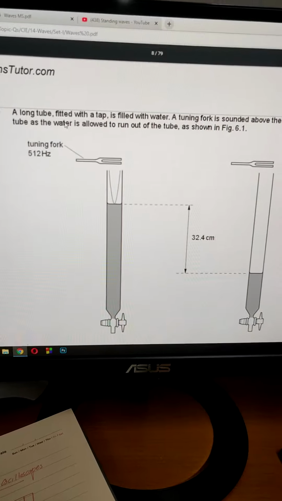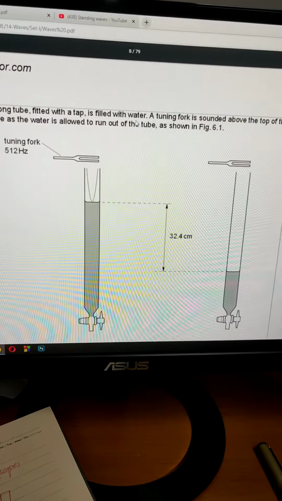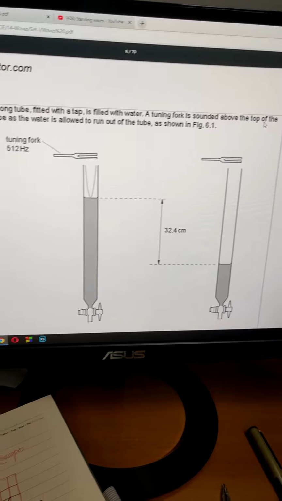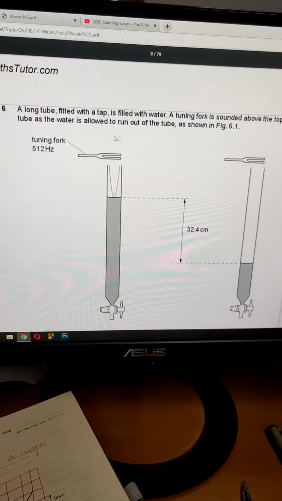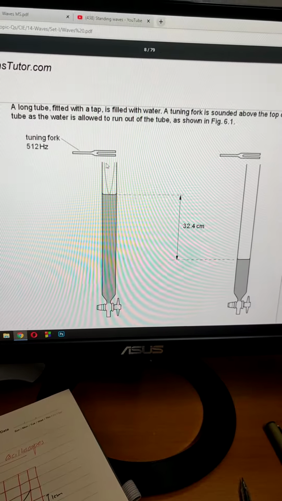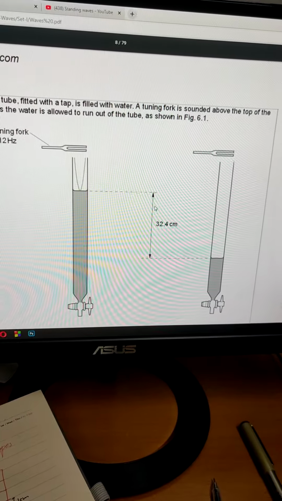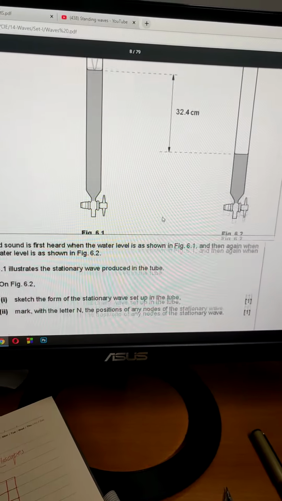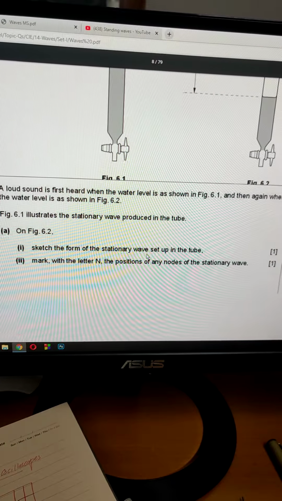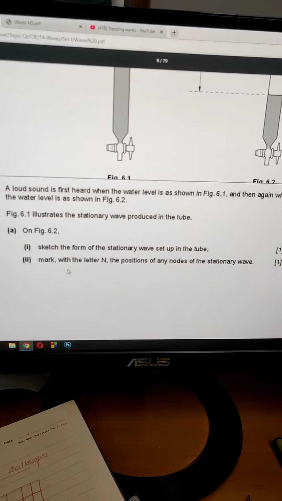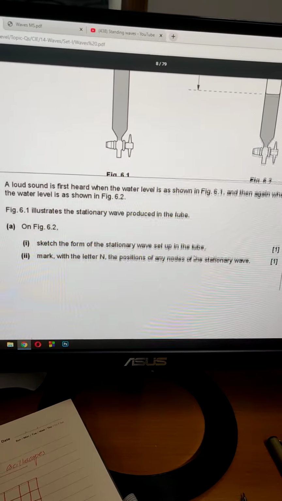A long tube fitted with a tap is filled with water. A tuning fork is sounded above the top of the tube as the water is allowed to run out of the tube. First this pattern, then this one, and the difference between these two is given, right? What did they ask? Sketch the form of the stationary wave set up in the tube, like this one, and mark with the letter N the position of any nodes and antinodes.